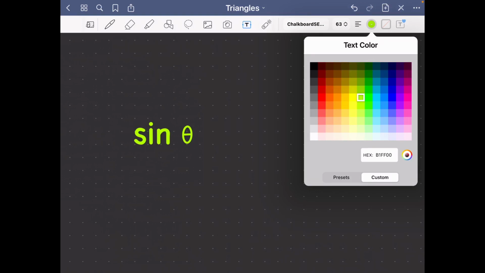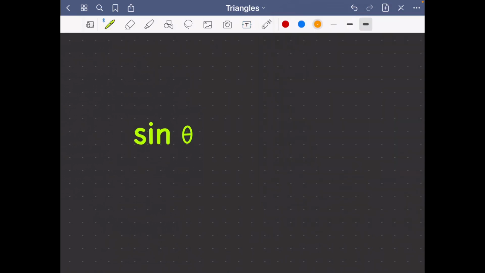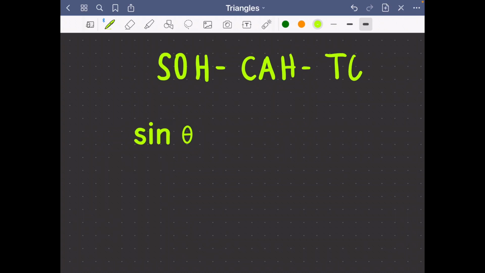So when we say sine, cosine, and tangent, basically we have this one. You remember SOH CAH TOA. Okay? So what does SOHCAHTOA mean? Let's start with sine. Sine theta means opposite over hypotenuse.